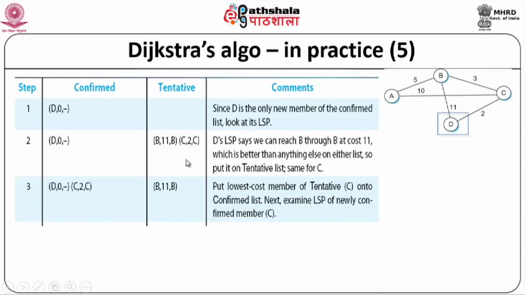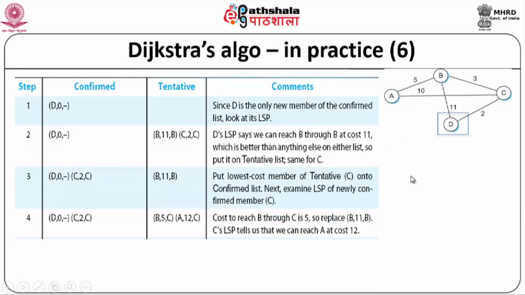In the next step I add the C2C to the confirmed list, and now what is it that I have? I have B11B on this list. Now I will look at the LSP of this C. Now what will I have in the LSP of C? It will give me a distance to A, to B and to D, right. So what we do next is, now you add this information.